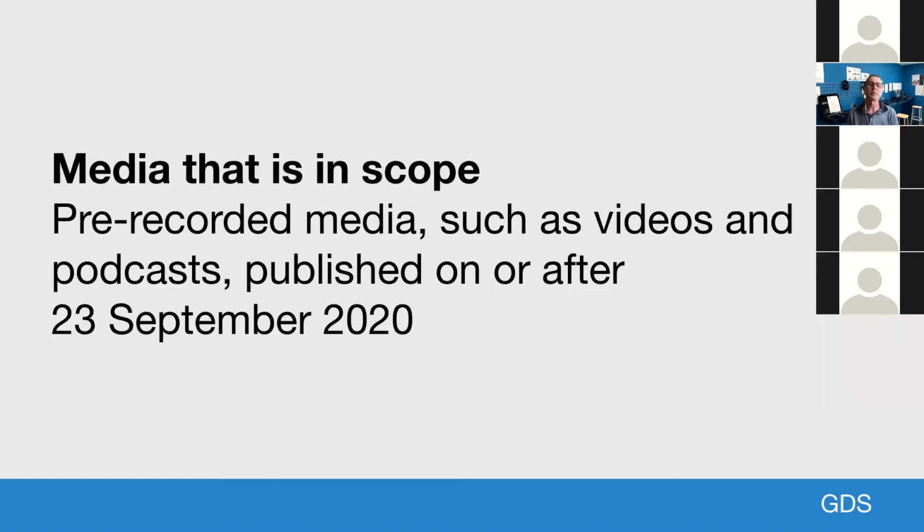Live media, so if you're publishing something live online, for example, council meetings, that isn't in scope. You don't have to do things for that, but obviously it's best practice if you can provide captions and audio description for those. But if you do record that and then publish it, then it does come into scope of the regulations.